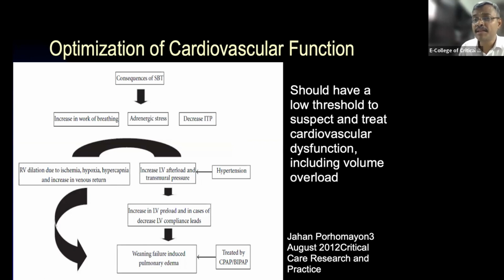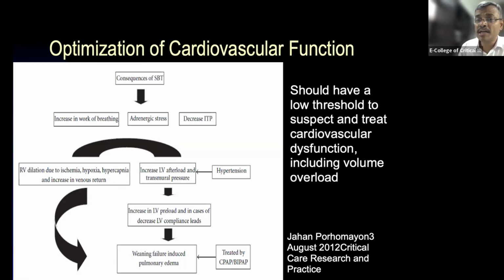But what happens in SBT? Who has seen this? I told you SBT is a treadmill test. A lot of changes happen during weaning. I can explain again if time permits, if you come with a case with the cardiac. But briefly, the moment you put on SBT, there is increased work of breathing, adrenaline crisis, increased intrathoracic pressure, RV dilatation will happen. That can even cause LV afterload to increase, then can cause weaning induced pulmonary edema.